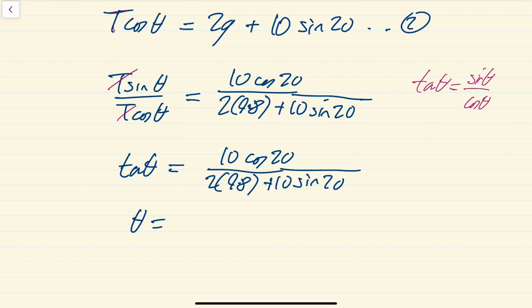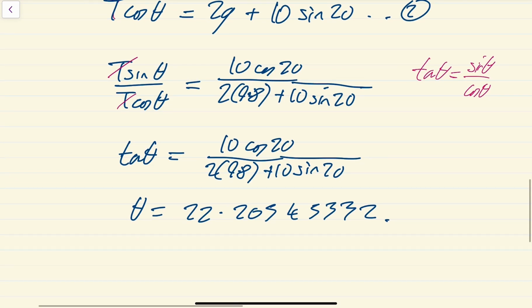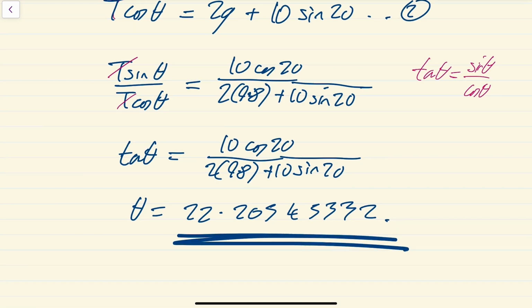And when I did that, I got 22.020545332. Okay, right. That's what I get. I'll be giving that to 2 decimal places in a minute. Use this, this is in your answer in your calculator.